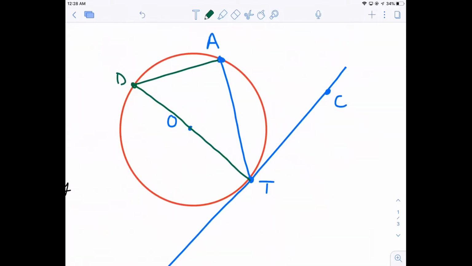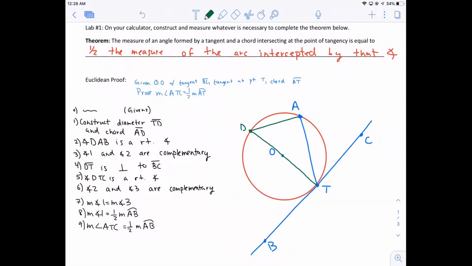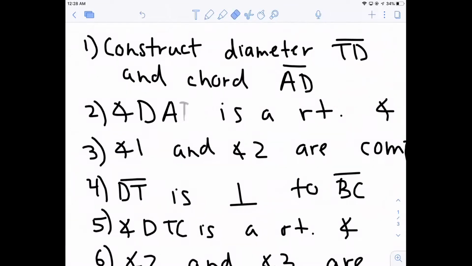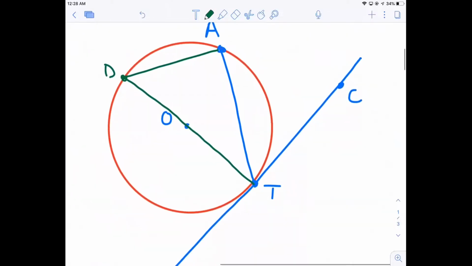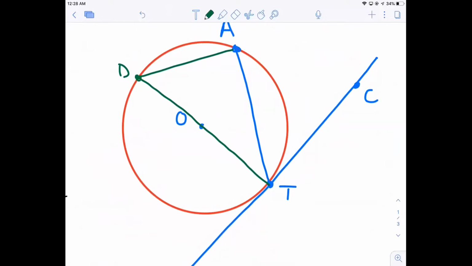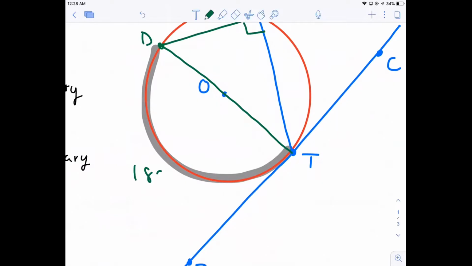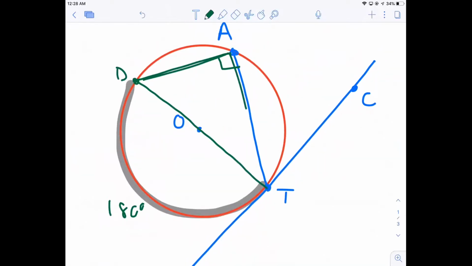All right, so step 2 is angle DAT is a right angle. Why is that a right angle? Well, because isn't this a diameter, right? Which means this is 180 degrees, right? And if that's 180 degrees, this is an inscribed angle, which is going to be half the measure of 180, and so that's 90 degrees.